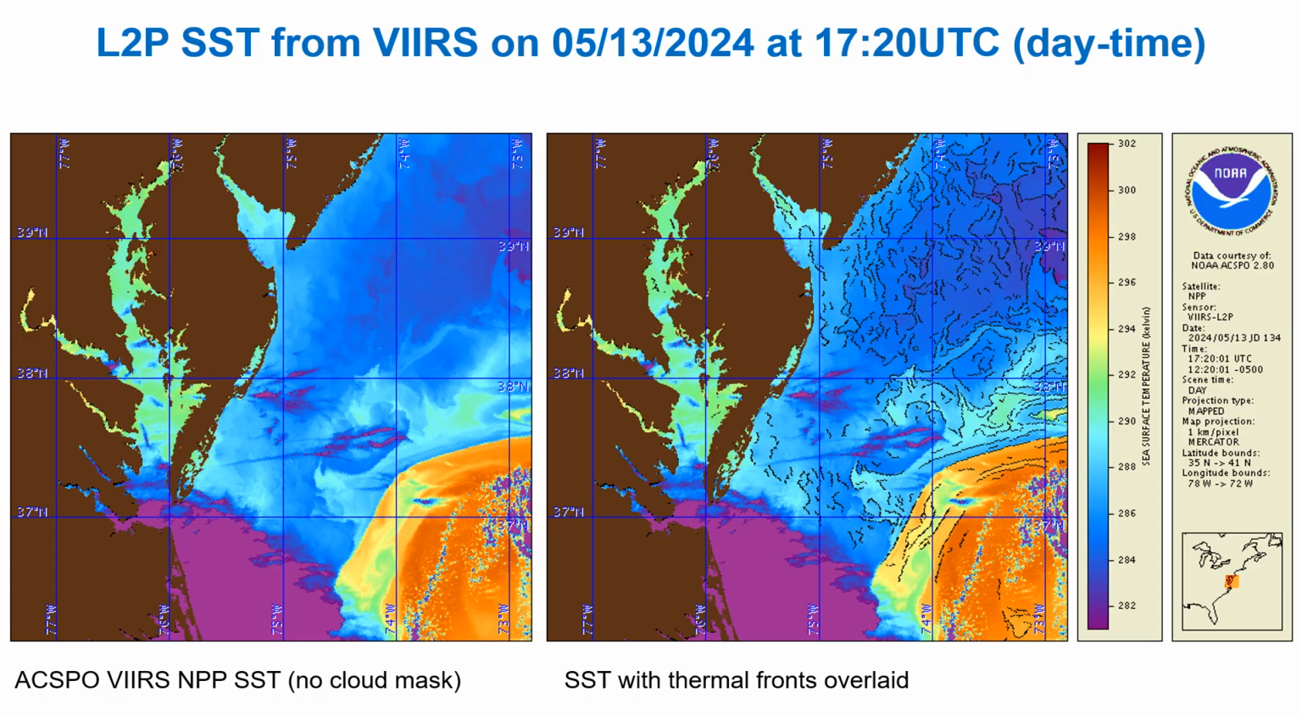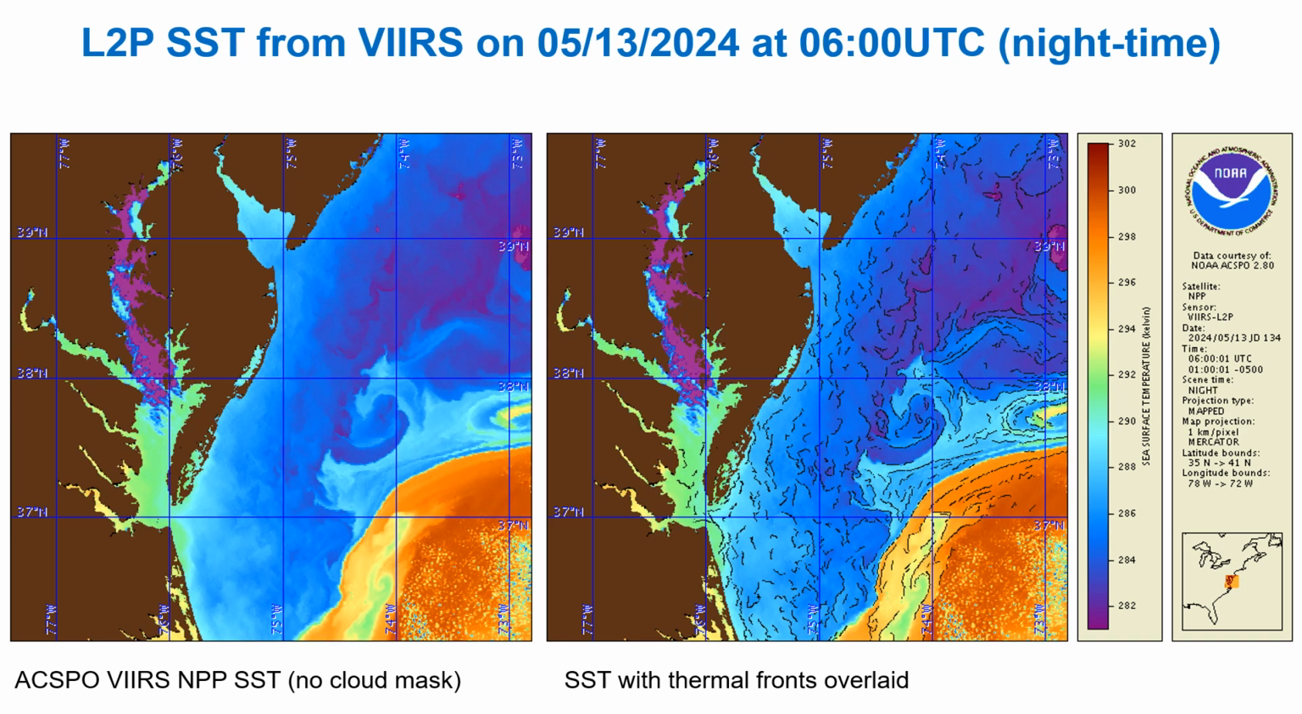Next set of slides show examples of ACSPO SST products that have frontal layers. On the left side is SST without cloud mask, and on the right side is SST with the front position overlaid. This particular granule is from VIIRS NPP, May 13, 2024. This is a daytime granule. All examples here are shown in the same Mercator projection for comparison purposes. This is an L2P swath projection granule.